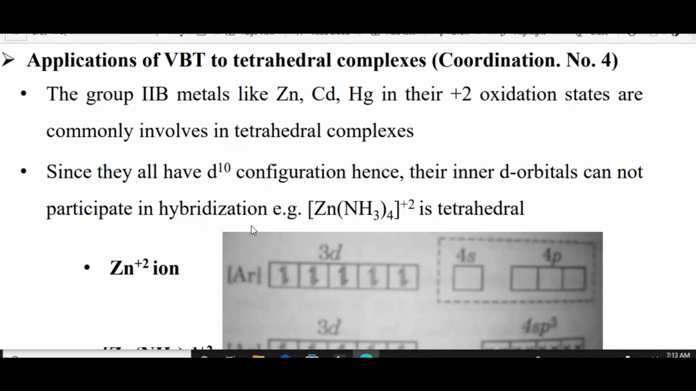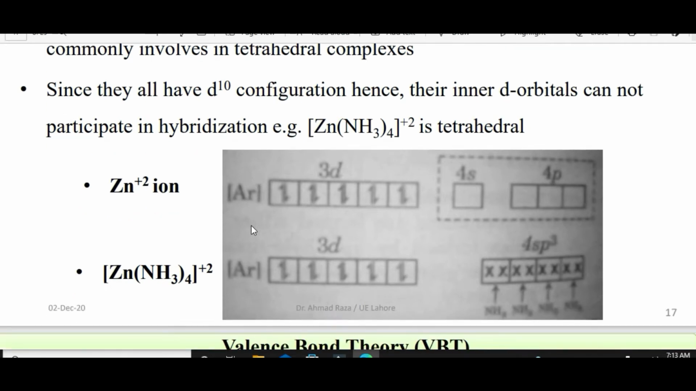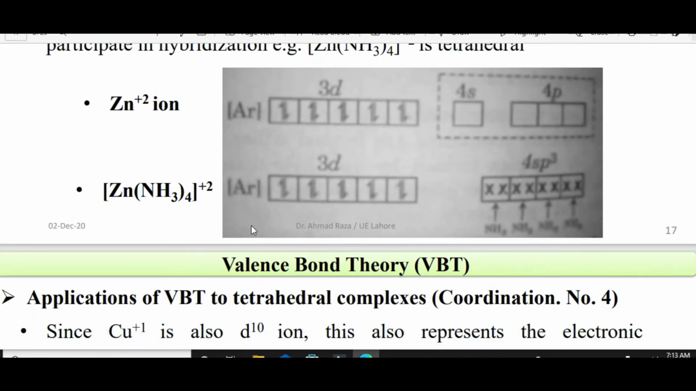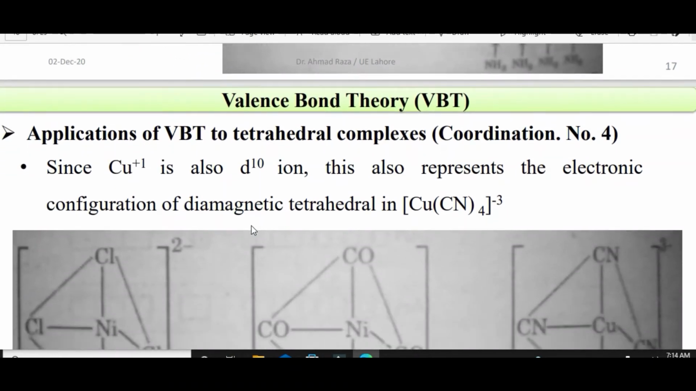The group 2B metals like zinc, cadmium, mercury in their +2 oxidation states are commonly involved in tetrahedral complexes since they all have d10 configuration. Hence, their inner d orbitals cannot participate in hybridization. [Zn(NH3)4]2+ is a tetrahedral complex. Here you can see ammonia is a strong field ligand, so it also shows diamagnetic behavior.